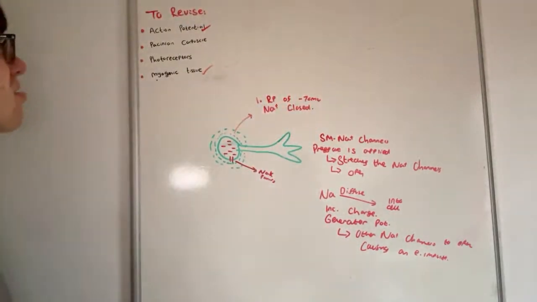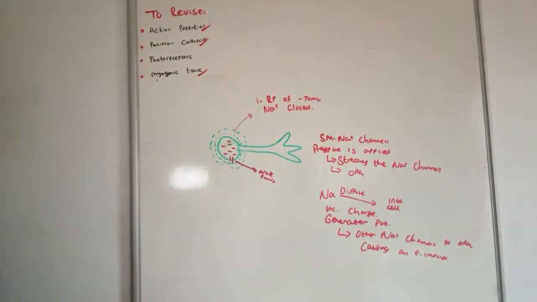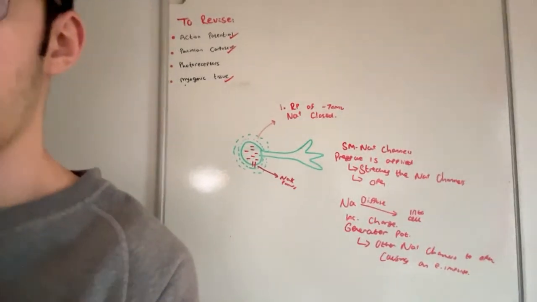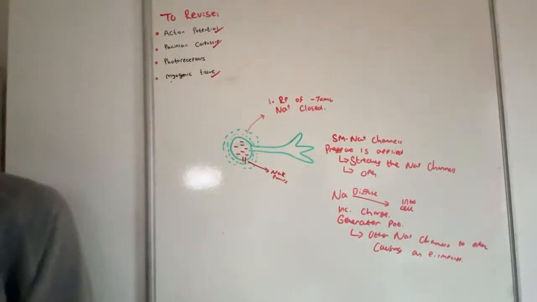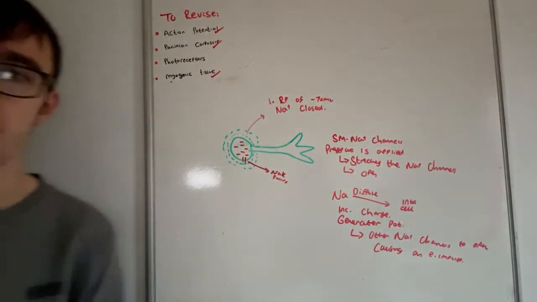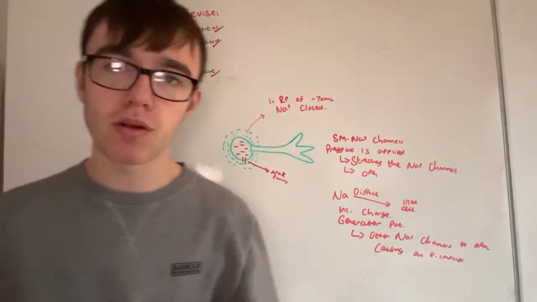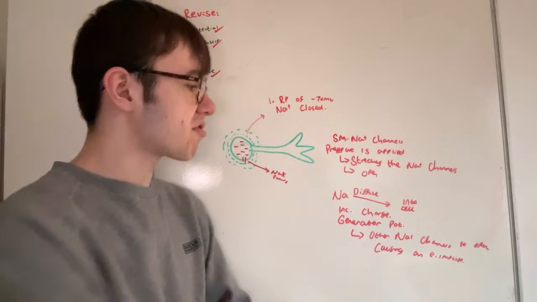Easy. Easy as pie. That is very easy, I think. Only just need to know a few extra keywords there. But it is literally just what we learnt prior about action potential. The first bit of action potential, and then this new stuff.